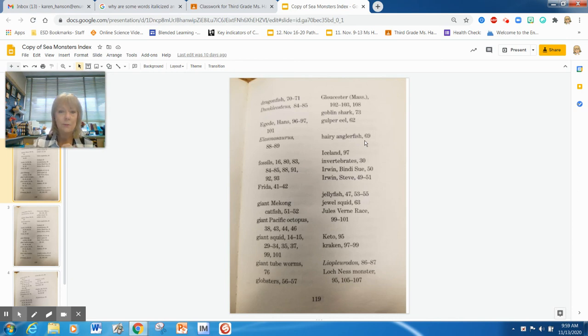So this is a good tip for you to know as we are all moving forward with our informational reading and writing: when I ask you to use evidence and cite your sources, use the index. That's going to help you.